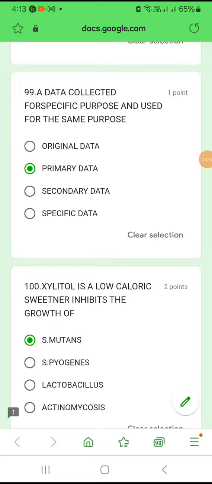Okay, so that's it. We have come to the end of model paper 5 for the Kerala PSC upcoming exam. So do revise these videos and it will be very easy to recollect the questions and answers.